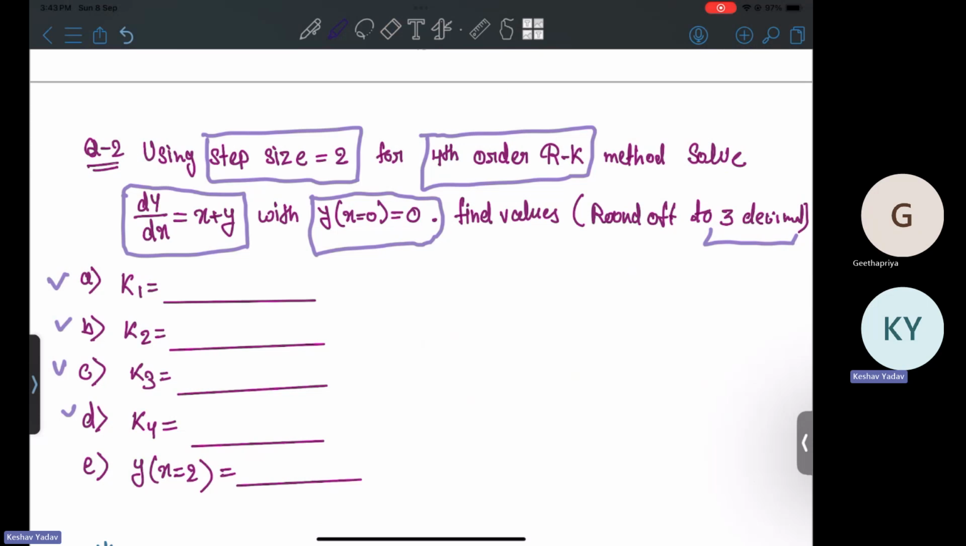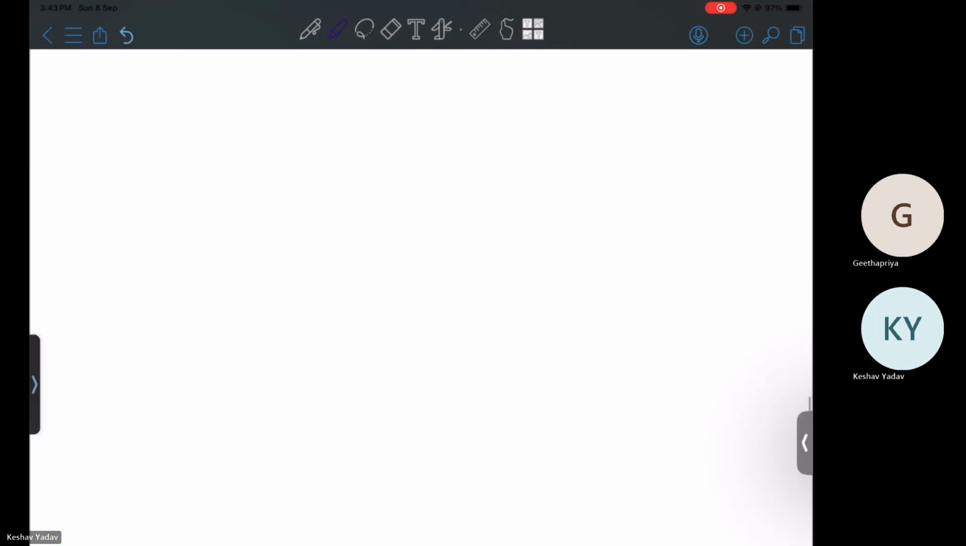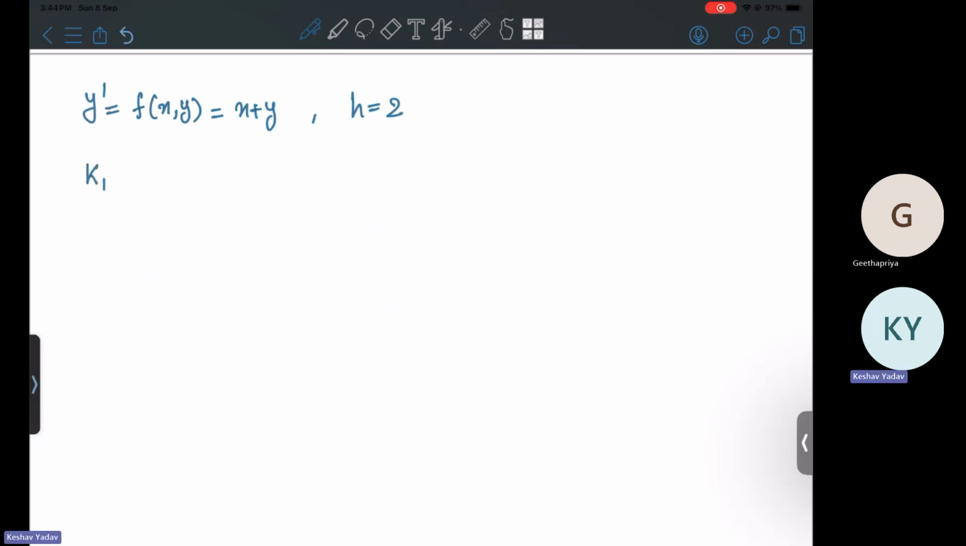dy/dx equal to x plus y. Step size is 2. And the initial condition is y at x equal to 0 is 0. Okay. So here we have y prime equal to f of x comma y, that is x plus y. Okay. This is what we have. And h is equal to 2 for this case. Okay. So from the Runge-Kutta method, k1 will be equal to the function at xi, yi.